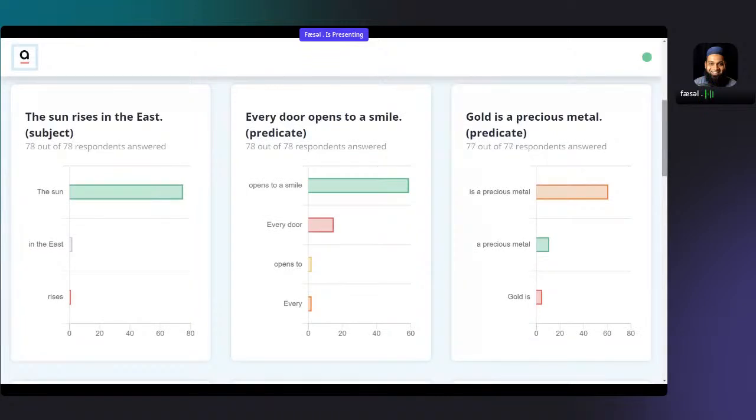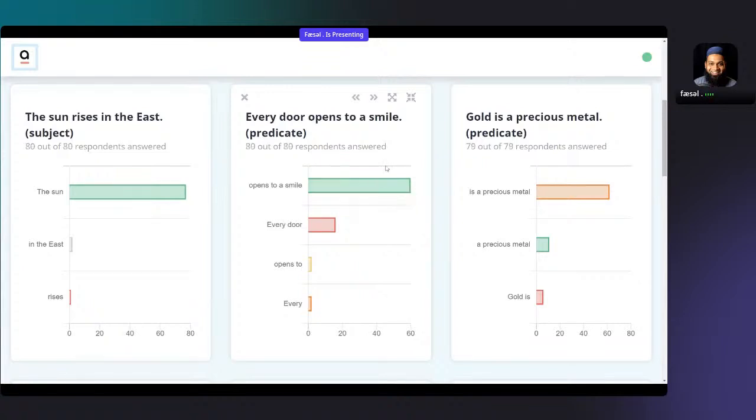So, the sun rises in the east. Identify the subject. What are you talking about in this sentence? The sun is your subject, not in the east or rises. Every door opens to a smile. Identify the predicate. What are we talking about? Every door. That's our subject. And what is the information? Opens to a smile. Opens to a smile is your predicate.